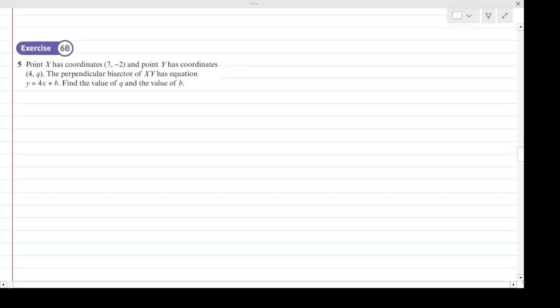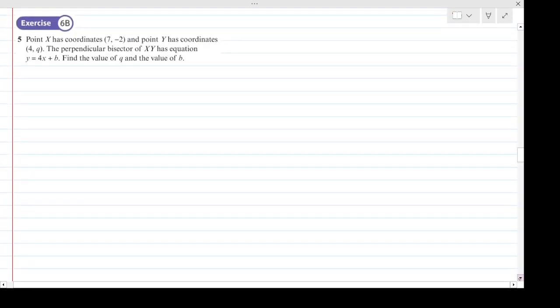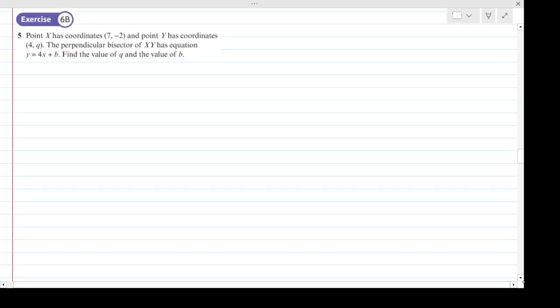Okay, let's have a look at another example. The point X has coordinates (7, -2) and point Y has the coordinates (4, q). The perpendicular bisector of XY has the equation y is 4x plus b, probably worth noting. Find the values of q and b. Okay, so again, let's draw what's going on. We have a point X and a point Y. We need to consider them together, so connected. We need to consider the line XY.